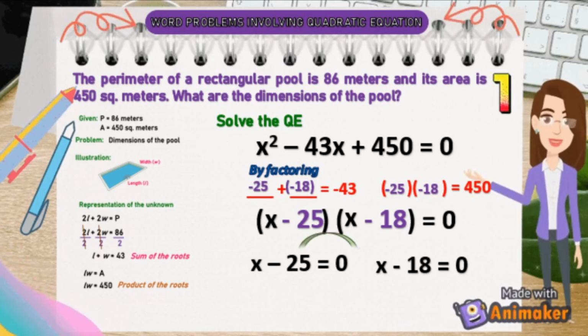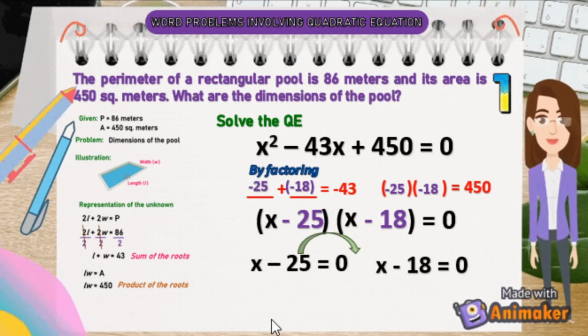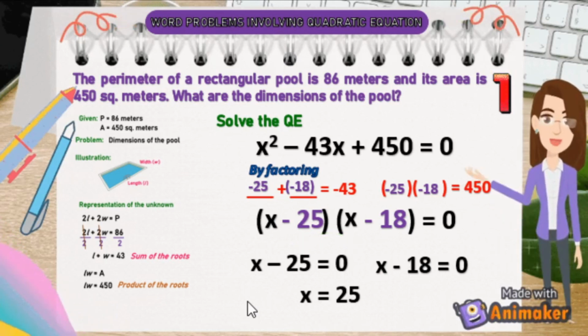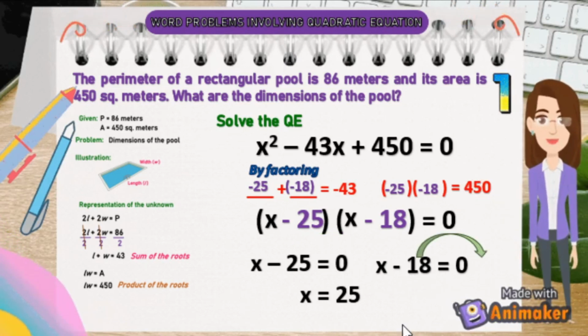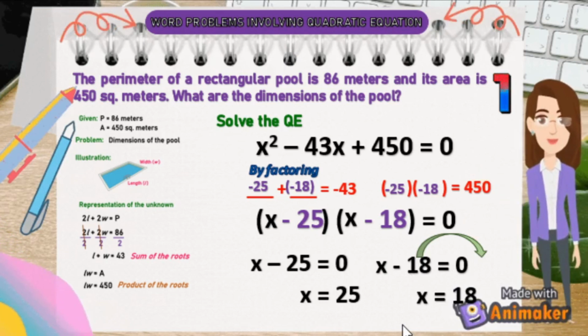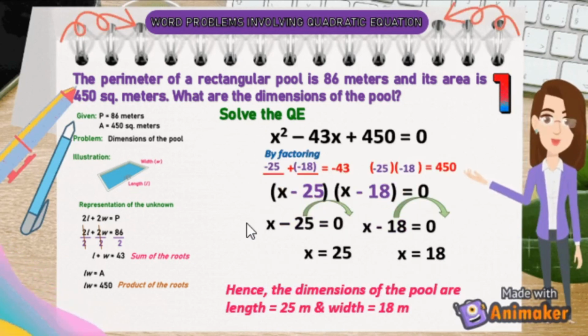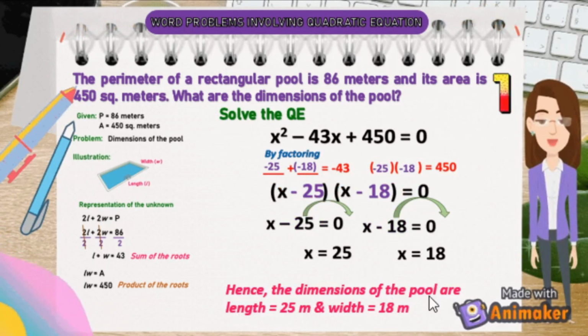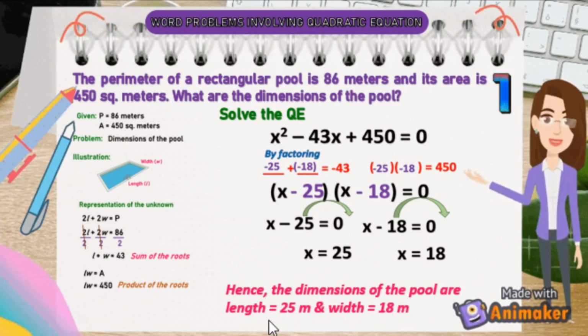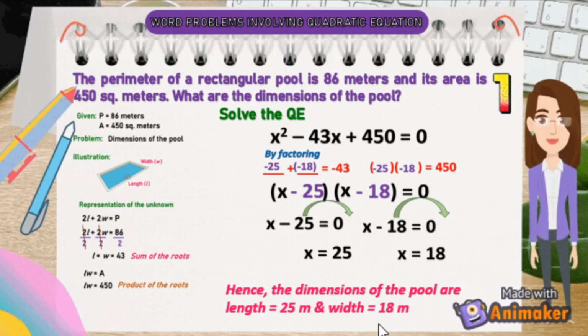Transpose natin si negative 25 or yung tinatawag nating addition or subtraction property of equality. Magkakaroon tayo ng x is equal to 25 and sa kabila, transpose natin si negative 18, magkakaroon tayo ng positive 18. So, we have two solutions, 25 and 18. So, therefore, we can say that the dimensions of the pool are 25 meters and 18 meters. So, yung 25 yung length and yung 18 meters ay yung ating width.